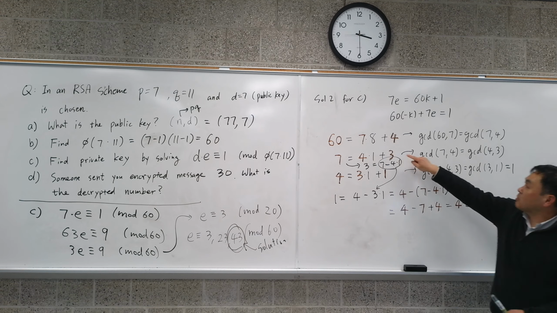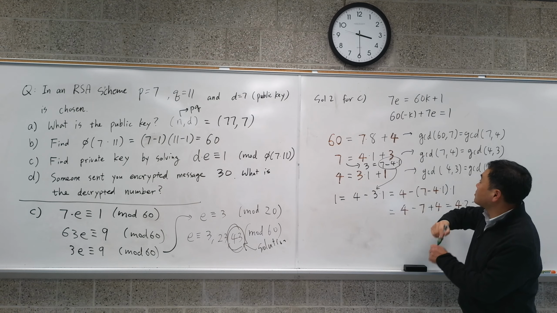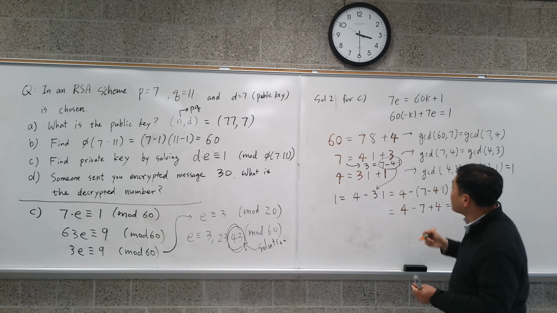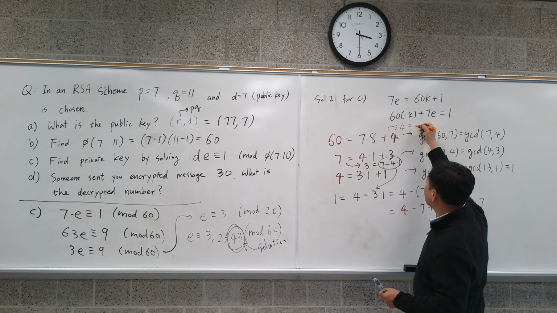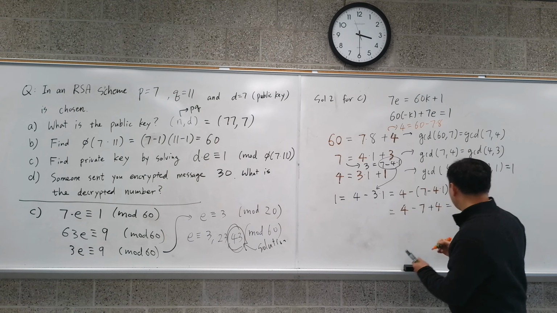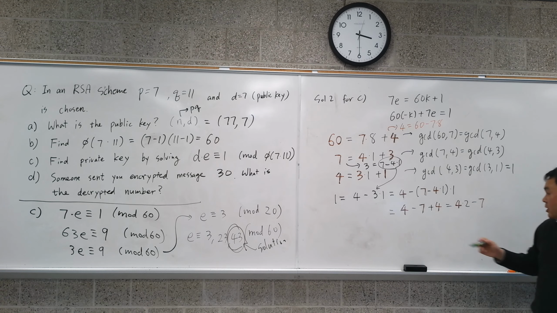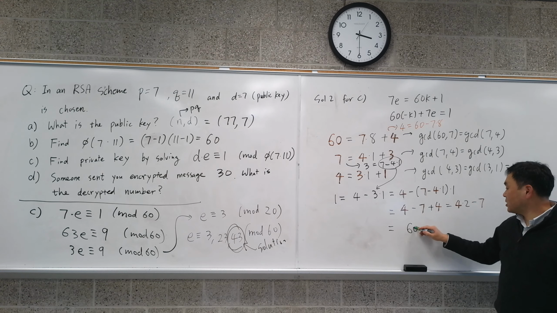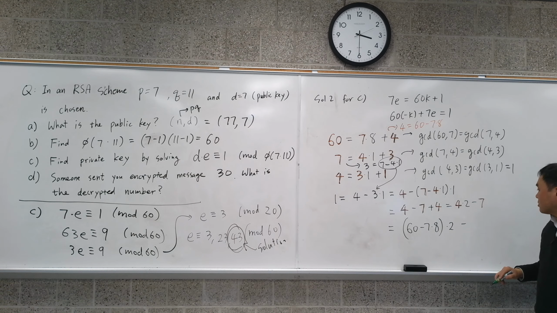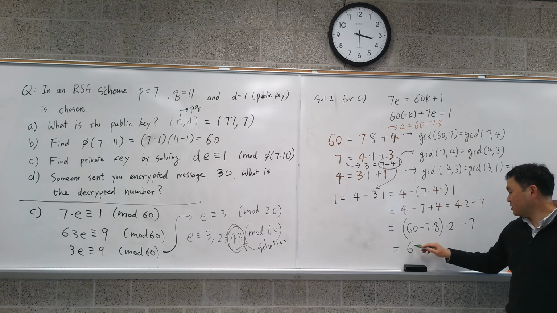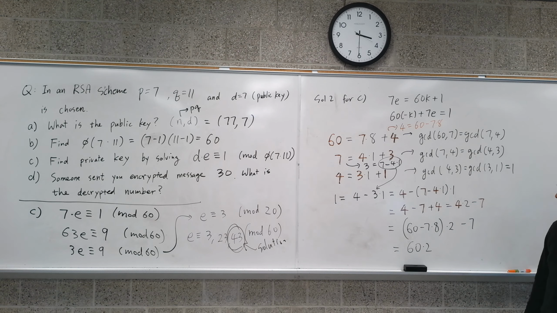Okay, and then if you look one line up higher, it says 4 is 60 minus 7 times 8. So you're going to replace this 4 by 60 minus 7 times 8, times 2, minus 7. And what does that give us? That gives you 60 times 2. Okay, and then minus 7 times 8 times 2, which is 16. Minus 7.